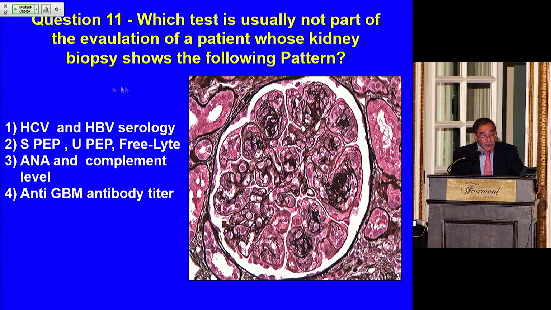So if you looked at this, yes, you do hepatitis serology. Yes, you'd check again for dysproteinemias. It could be light chain deposition disease, it could be heavy chain deposition disease, etc. ANA and complement, absolutely. Membranoproliferative is one of the patterns of lupus. It's considered under diffuse proliferative. You would not check an anti-GBM titer if all the glomeruli looked like this.